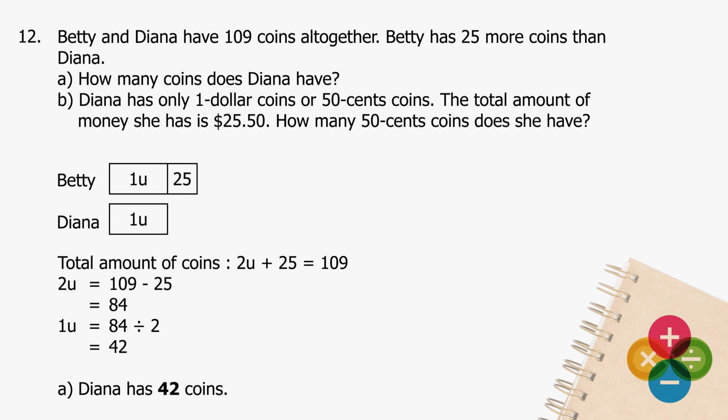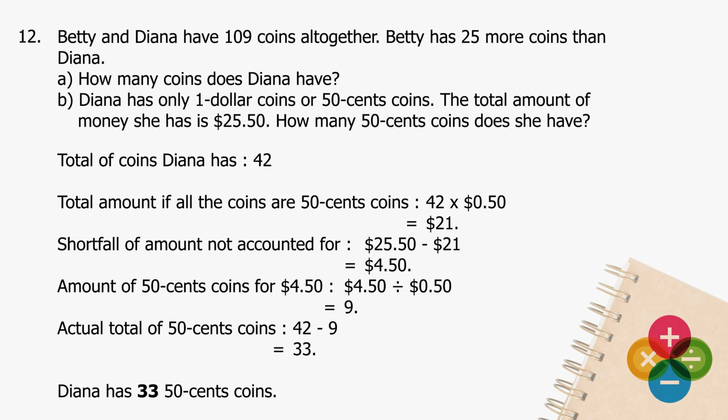The total amount of coins will be 2 units, plus 25, which is equal to 109. 2 units will be, subtract 25 from 109, and the difference is 84. 1 unit will be, divide 84 by 2, and the quotient is 42. A. Diana has 42 coins.